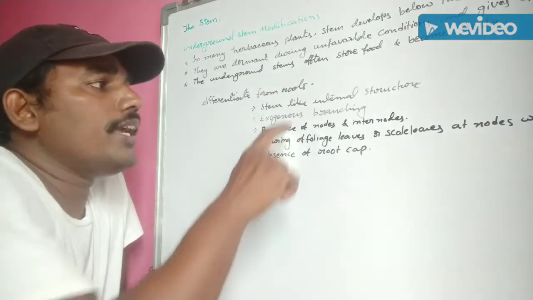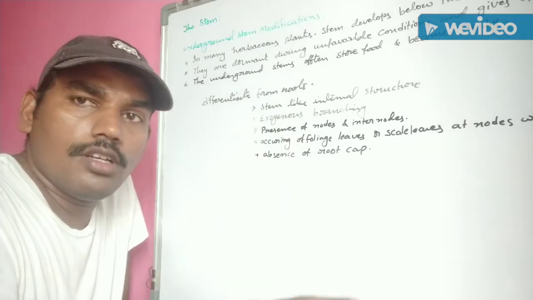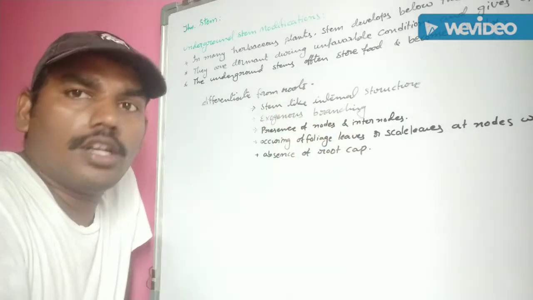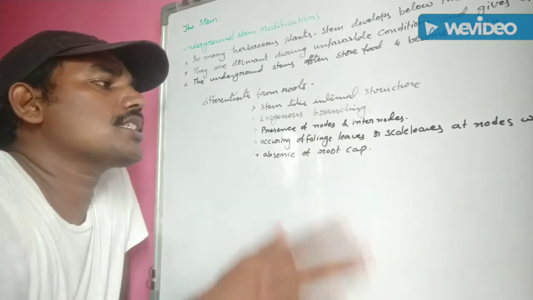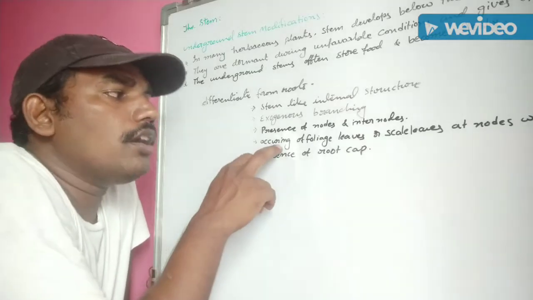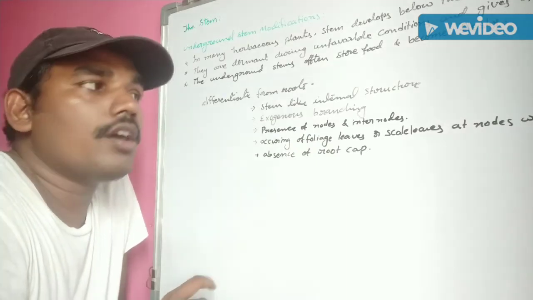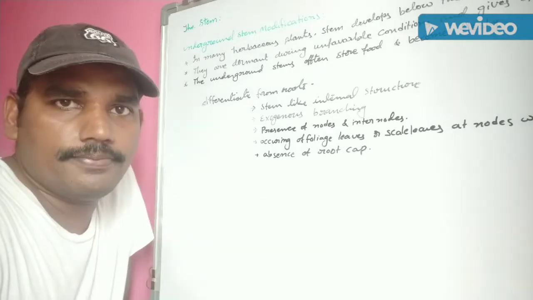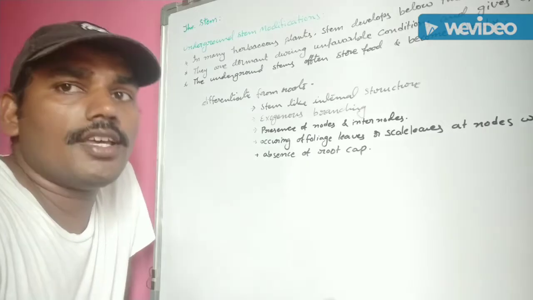Okay. Another one, exogenous branching is developed. Exogenous branching is present in the underground stems. Another one, presence of nodes and internodes. Okay. It is underground, but it also consists of nodes and internodes. Understand? Another one, the occurrence of foliage leaves or scaly leaves at the nodal region with axillary bud. Okay, axillary bud is also present. At the nodal region, scaly leaves are also present.